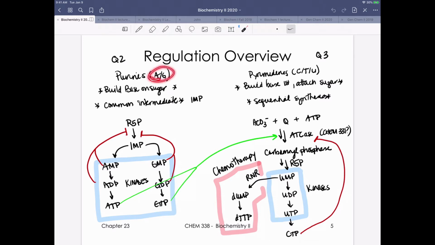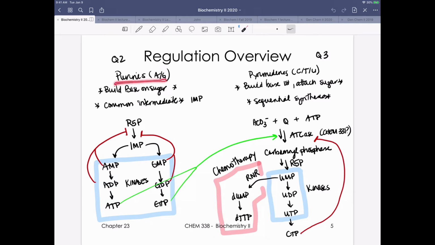What happens to build A and G is you take that ribose 5-phosphate, you build the base on top of it, and you build this common intermediate base that we call inosine monophosphate, or IMP. So this is a common intermediate that we can do further modification to make it into A, or different modification to make it into G. And then we're going to have kinase activity that's involved in adding the second and then the third phosphate here.